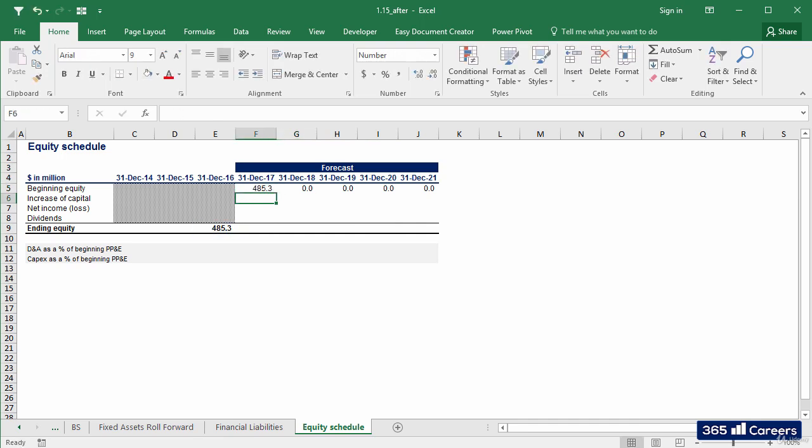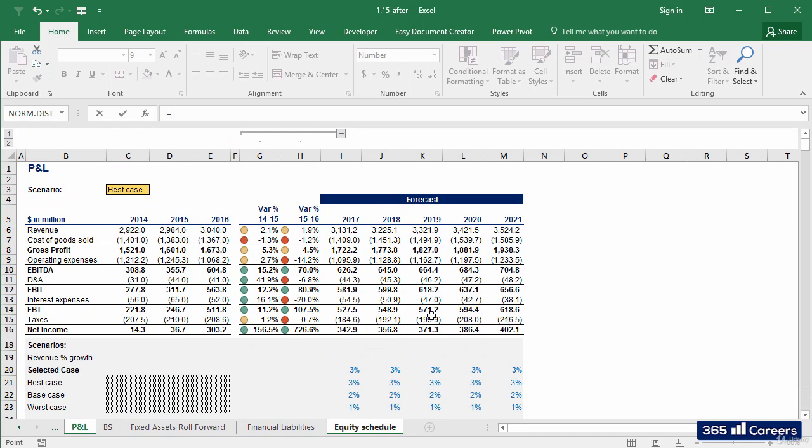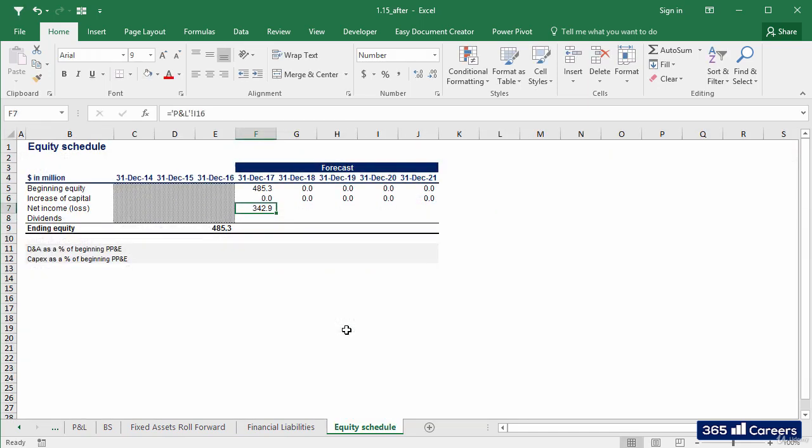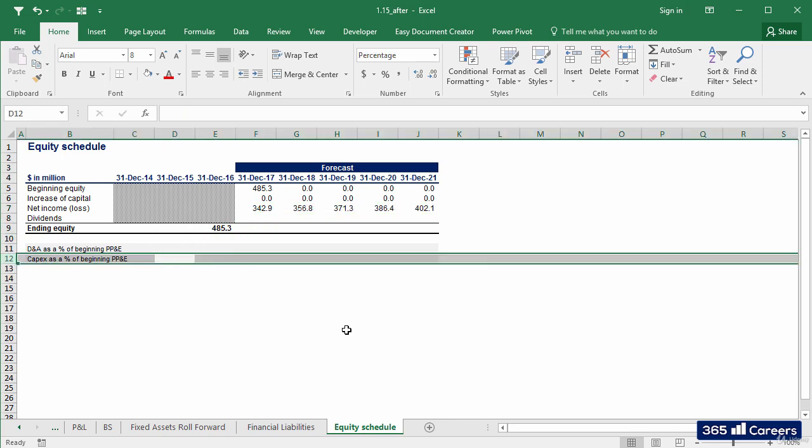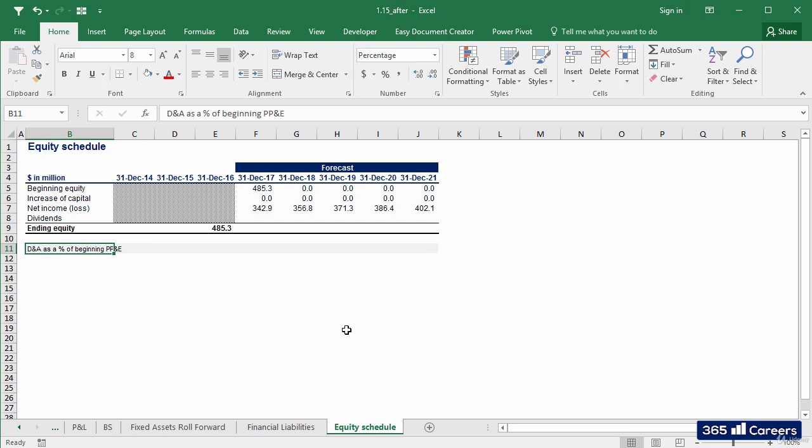We can also indicate that no increases of capital are expected during the forecast period. The net income or loss that the firm produces can be found in the income statement. I need to link these cells to that sheet. And finally, we must build an assumption about the dividends the firm will distribute to its shareholders. Let's assume it will pay them 40% of net income.